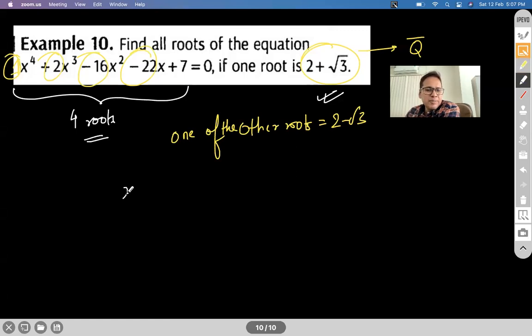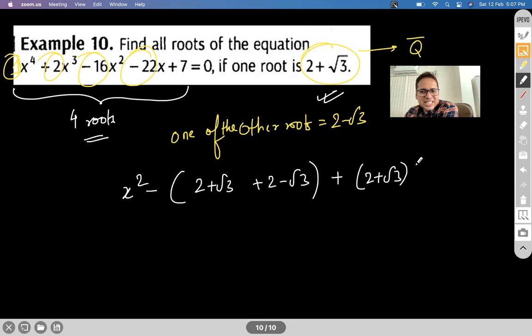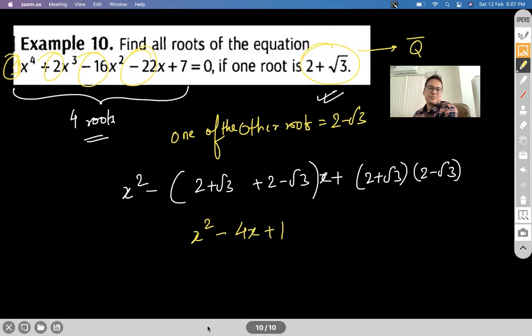So these two roots I have already found out, right? First of all, I'll try to frame a quadratic with these 2 roots. Everybody knows how to frame a quadratic with 2 given roots. It's nothing but x square minus sum of the roots times x plus product of the roots. In fact, I just need a quadratic expression, not a quadratic equation, from here. So I can say that the given biquadratic polynomial basically has this quadratic as its factor.